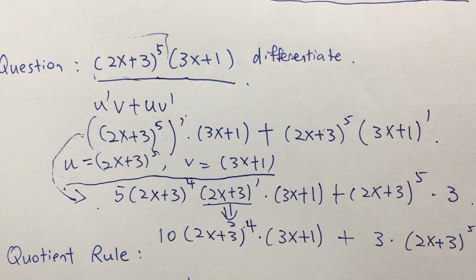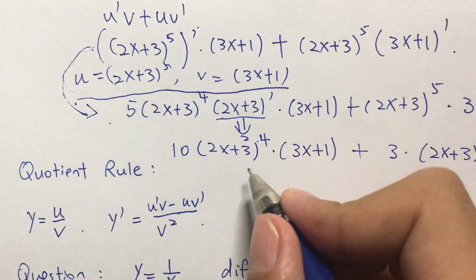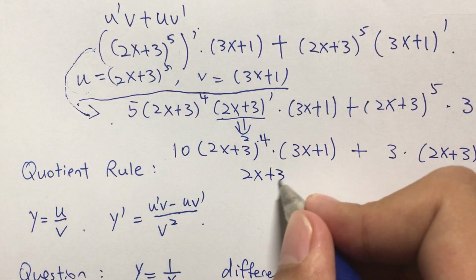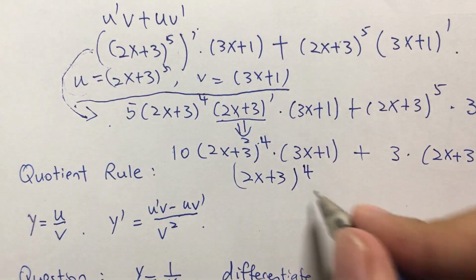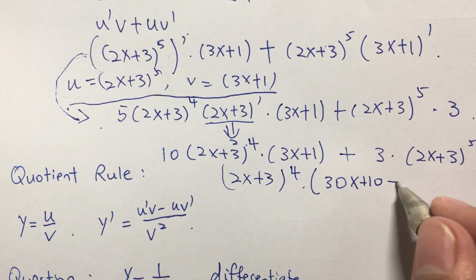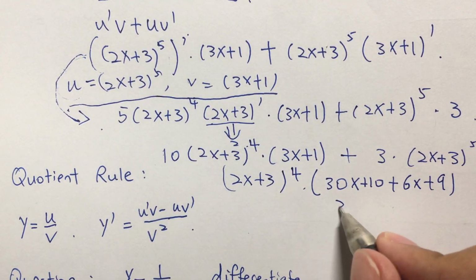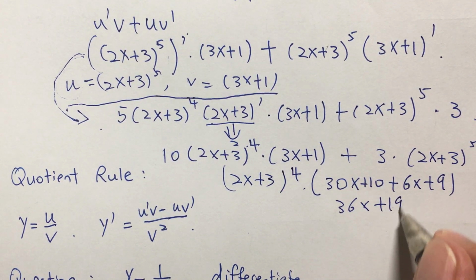Well, it's quite simple to simplify it. Let's just simplify it. So it becomes (2x plus 3) to the power of 4 times (30x plus 10 plus 6x plus 9), and this becomes 36x plus 19.